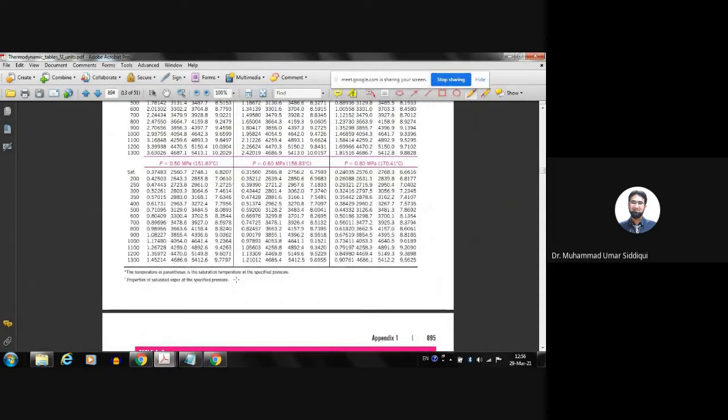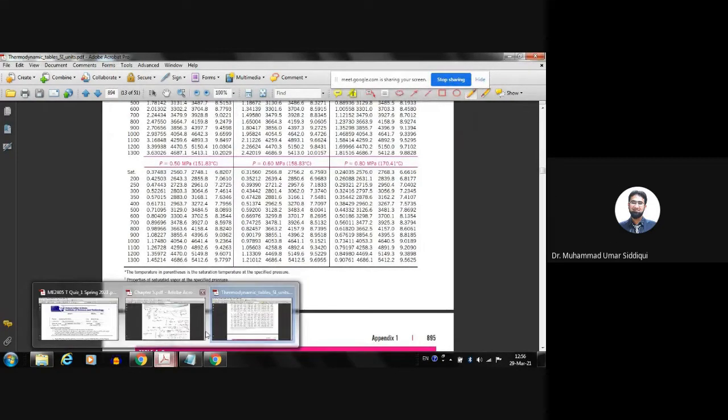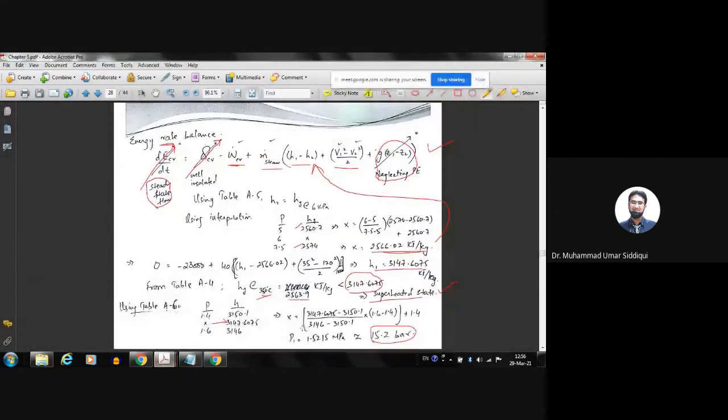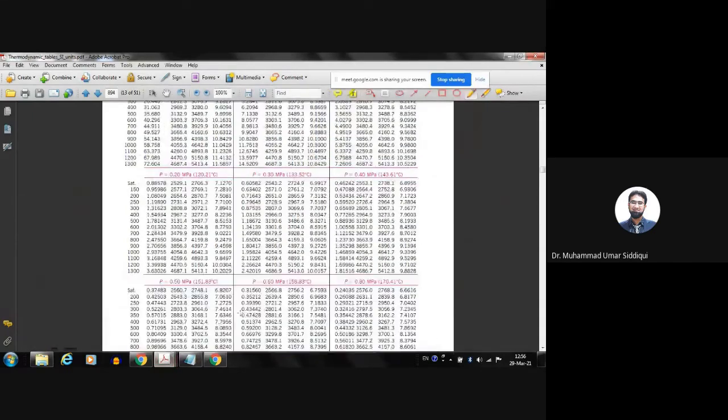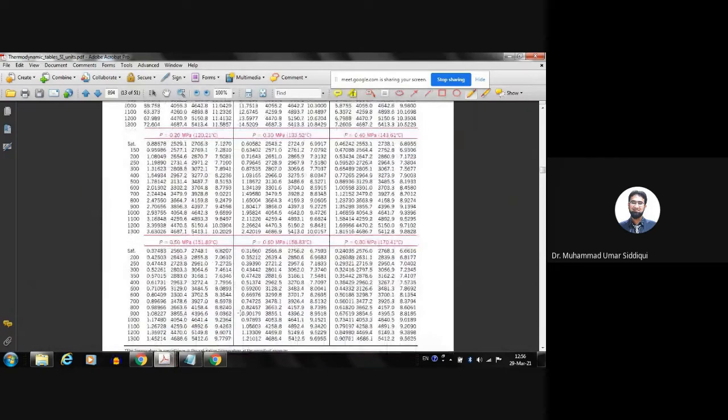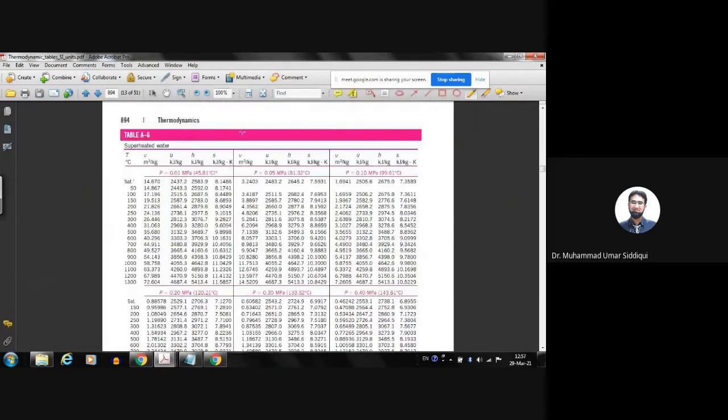Okay. So now we have the enthalpy, and what do we have? We have temperature, 350 degrees, and enthalpy is 3147. So let's see 350 degrees and 3147. Okay, so this is 350 degrees, and the enthalpy is in the second last column.